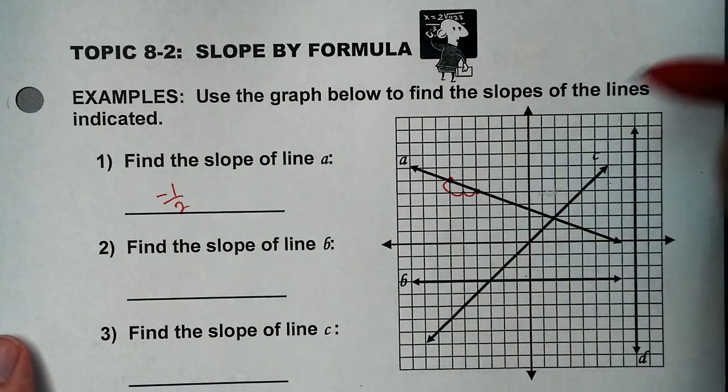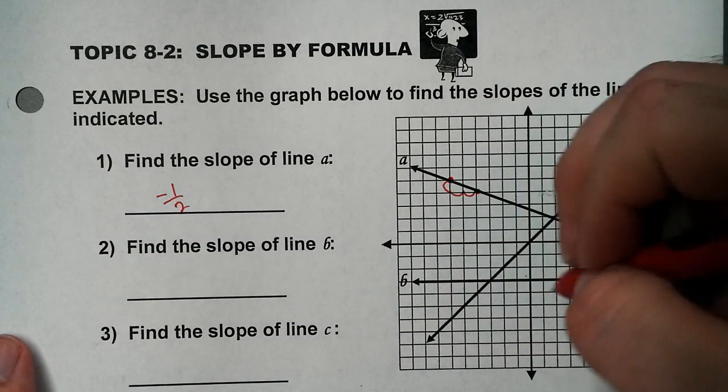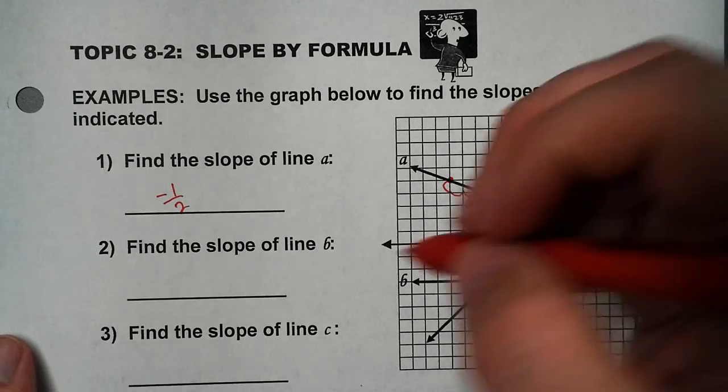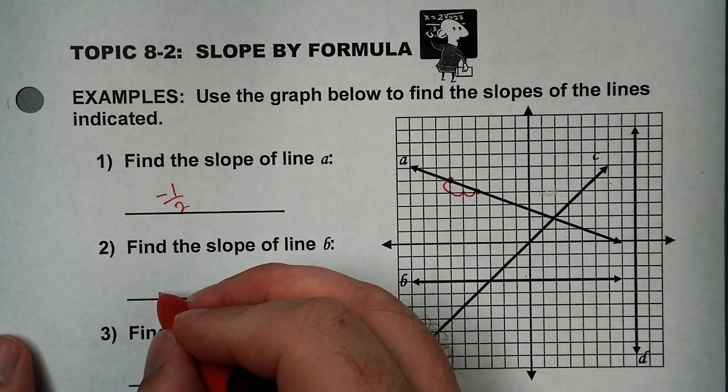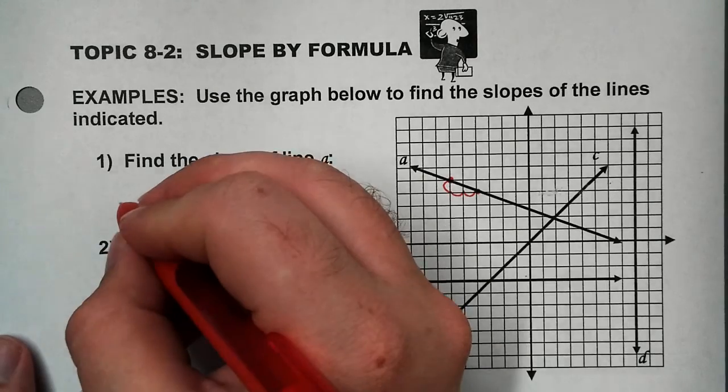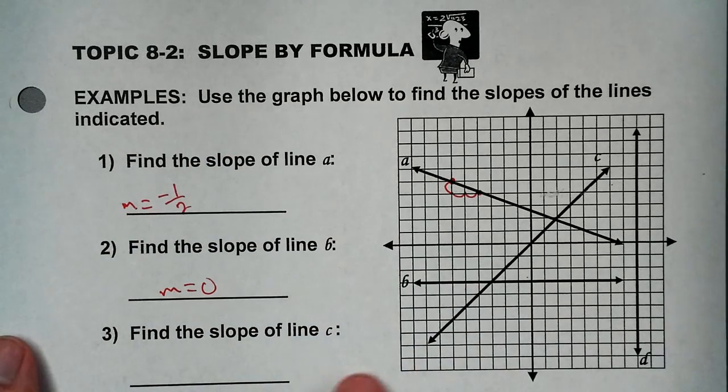The slope of line B. So find line B. Now, this one just goes left to right. Remember, lines like that have a slope of 0.